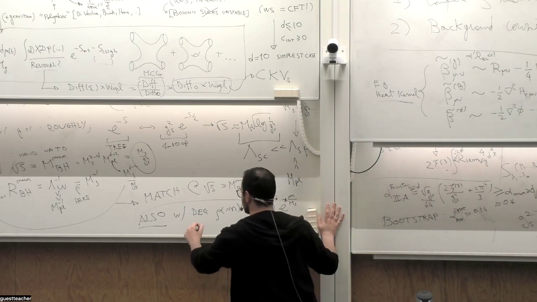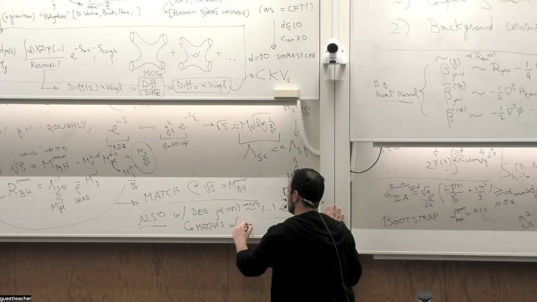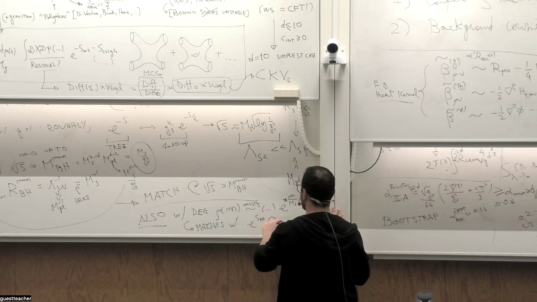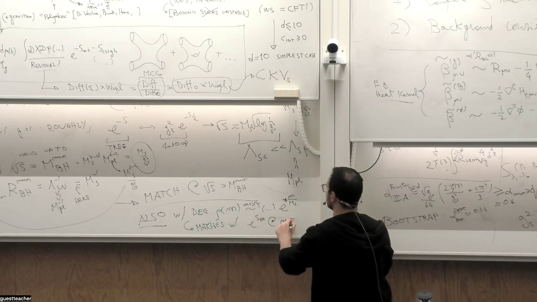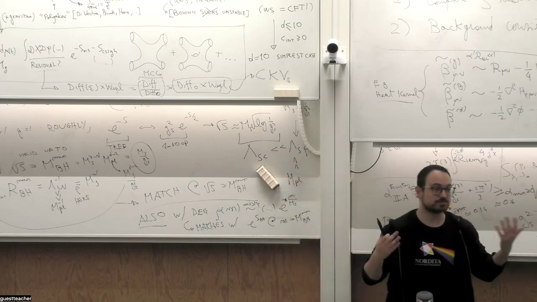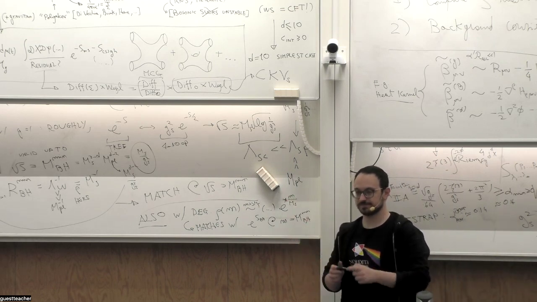And this matches with e to the S black hole, which is the density of black hole states, again at m of the string state equals the black hole threshold, parametrically. Again, it didn't have to, but it does. Two independent ways. So it's a really nice hint.